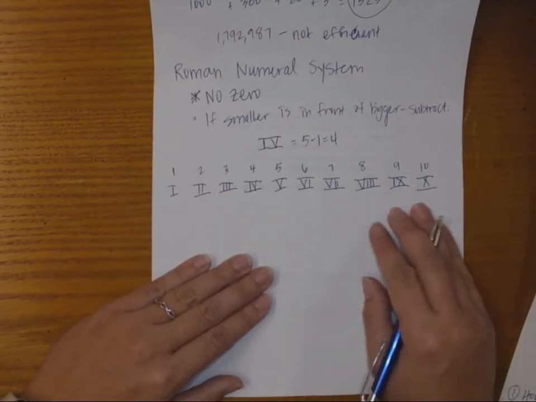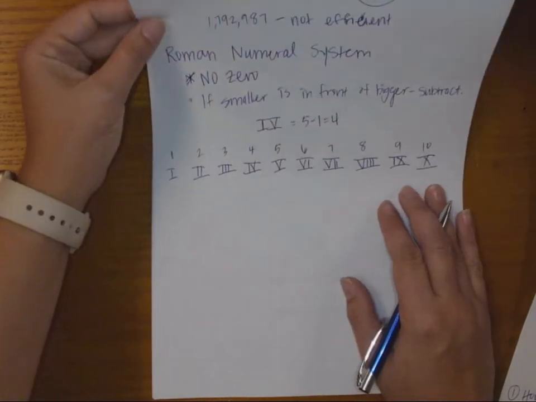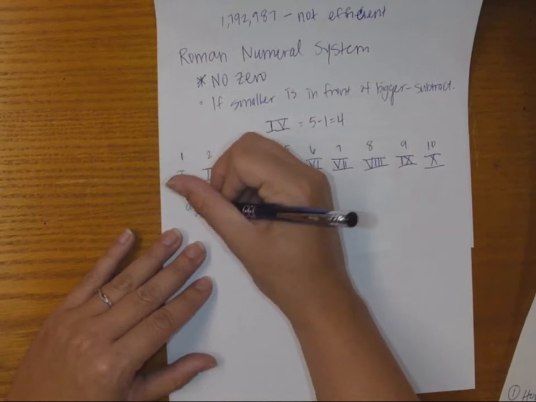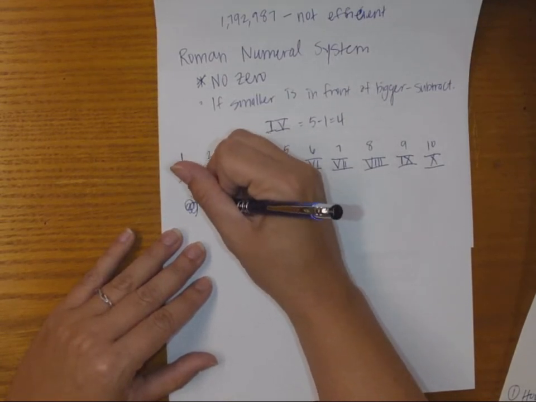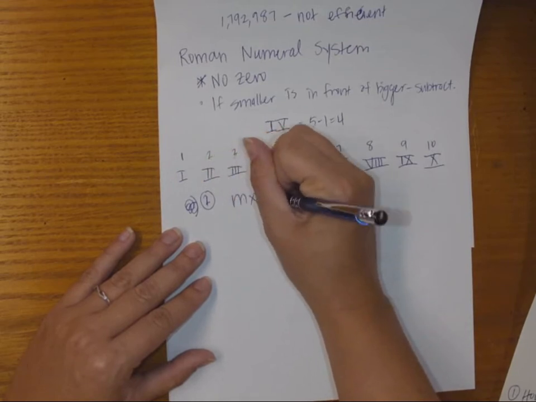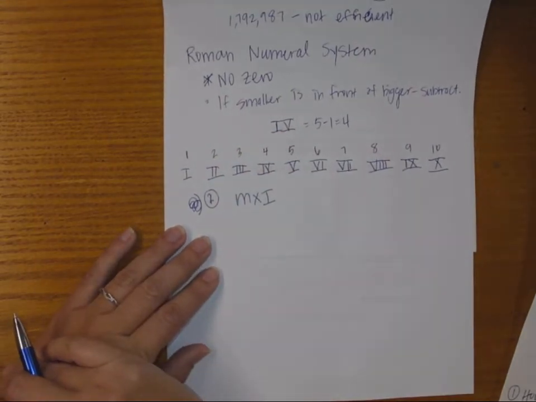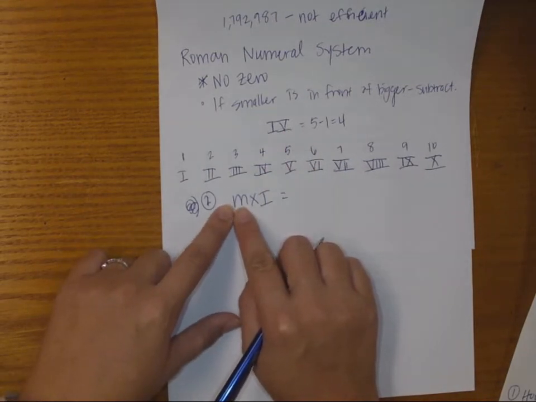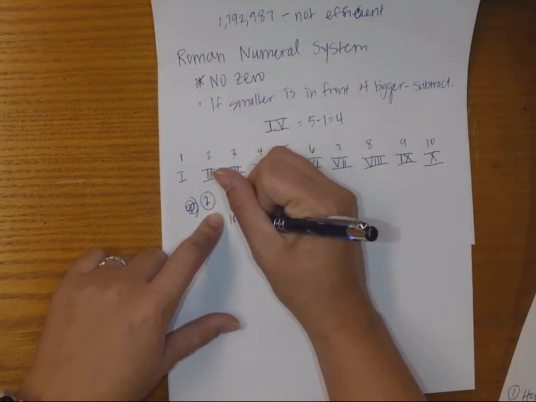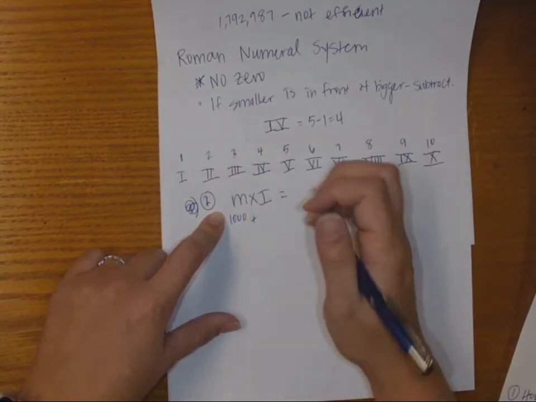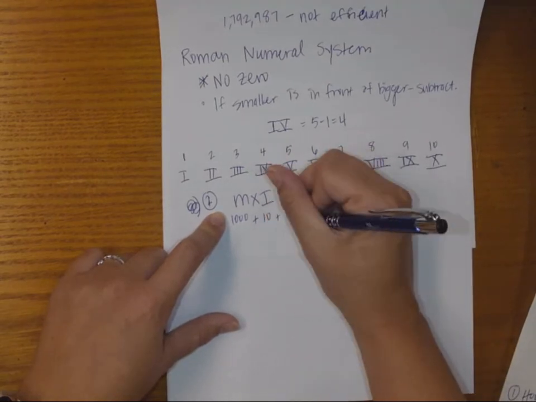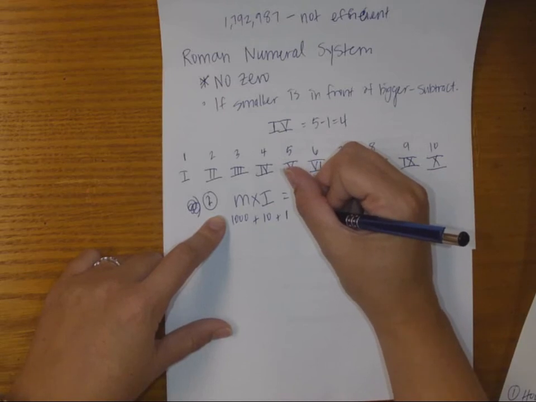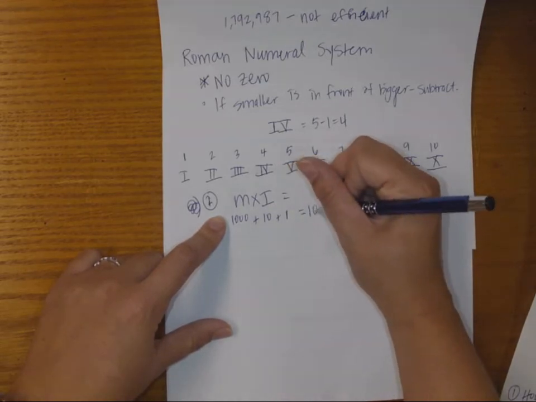Okay, so hopefully you've seen this before, you're a little bit familiar with it. It gets a little bit harder once you get up into bigger things. So for example, let's count this as number 2, I guess. MXI. What's that number? Okay, so the M comes first. M is 1,000. So M represents 1,000. X represents 10. And I represents 1. There's no smaller numbers in front of bigger numbers, so I don't have to subtract anything. So this is just the number 1,011.